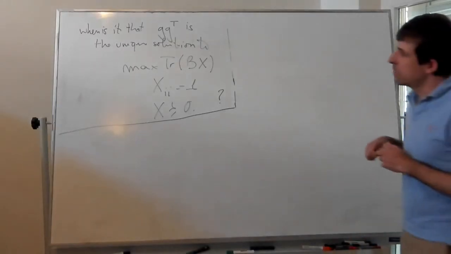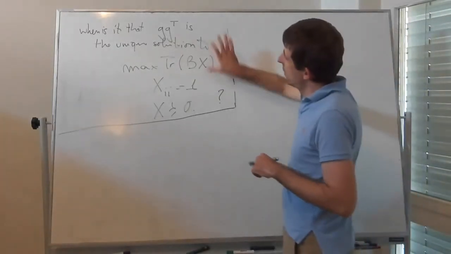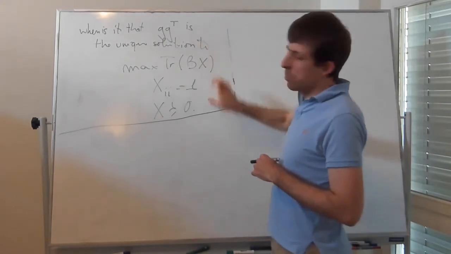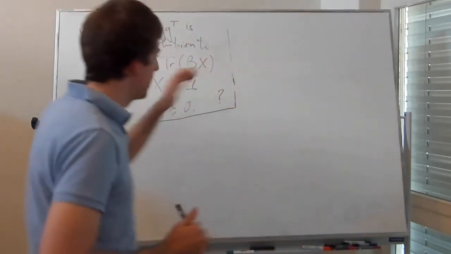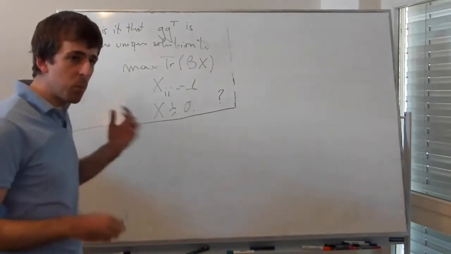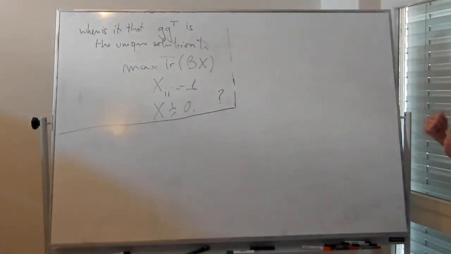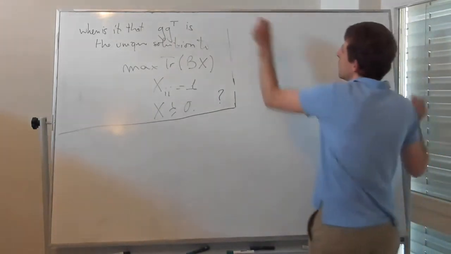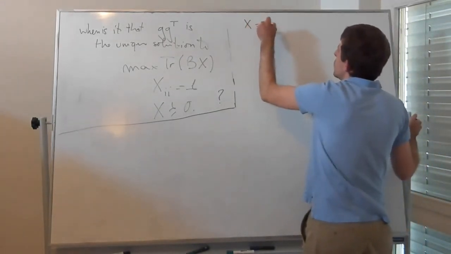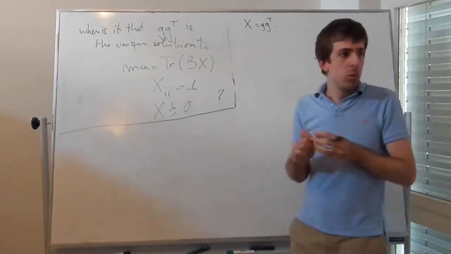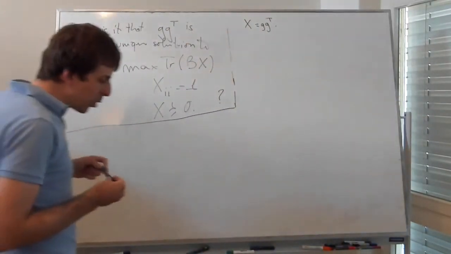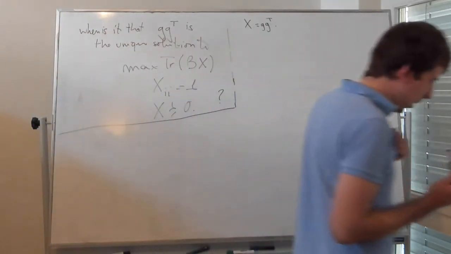So the goal of this lecture is to understand when GG transpose is actually the optimal solution to this problem, where B is the signed adjacency of the random graph given by the stochastic law. Okay? So how does one prove that X equals GG transpose is the optimal solution to a problem like this? How do you prove that something is the optimal solution to a problem?